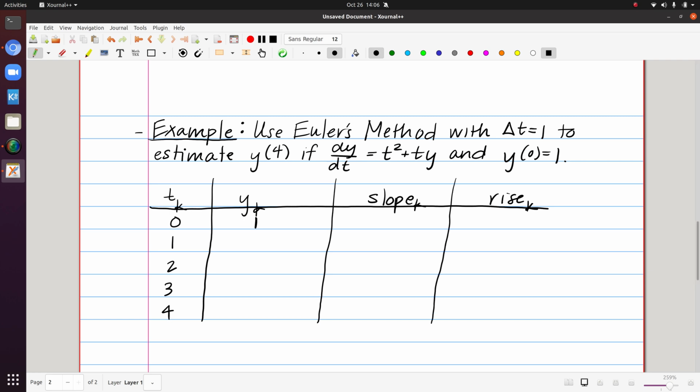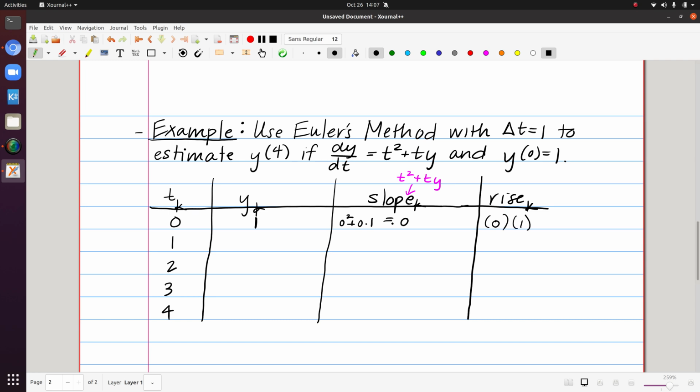So when we get to this column here, again, I want to point out that what I'm really thinking of is t squared plus ty. So in this first column, t squared plus ty is going to be, maybe I'll leave myself a little bit more room here. So t is 0 here, so we'd have 0 squared plus 0 times 1. Of course, that's 0. And when I get to this last column, recall that I take the slope, 0, and I multiply it by delta t, which is 1.